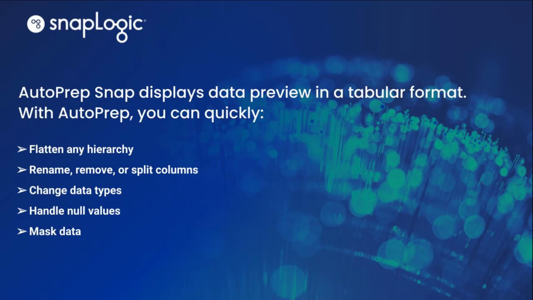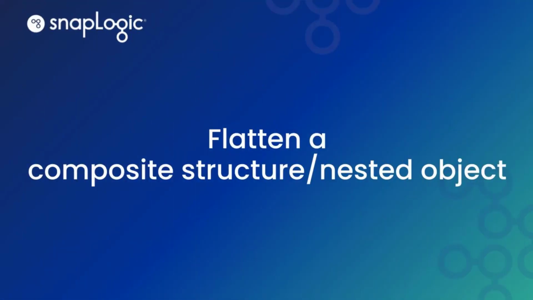With AutoPrep, you can quickly flatten any hierarchy, rename, remove, or split columns, change data types, handle null values, and mask data. Let us understand how to flatten a composite structure using test data.